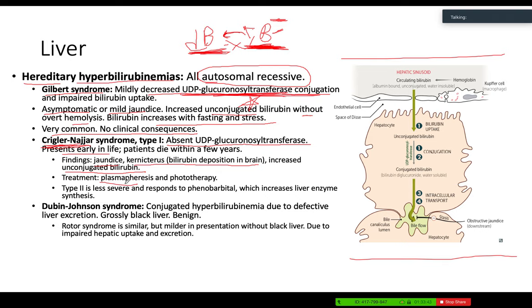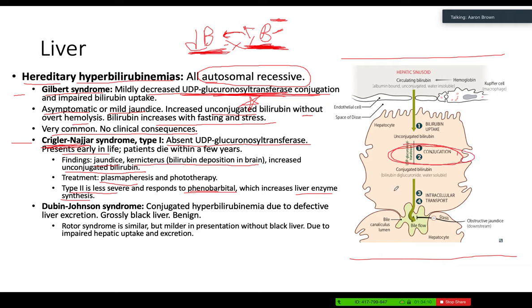Type 2 Crigler-Najjar is a little bit less severe, and we can give phenobarb, which increases liver enzyme synthesis. It's one of those things that increases the CYP450 system, and so phenobarb can be helpful there. So we've talked about two types of hereditary bilirubinemias, our Gilbert and our Crigler-Najjar. Both of these have to do with conjugation. These are the upper part of this diagram.